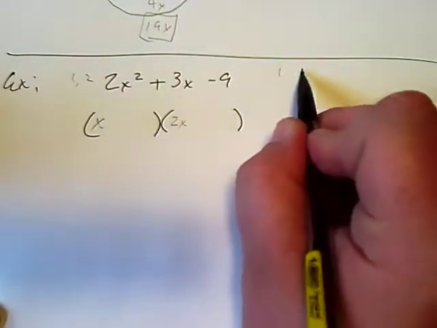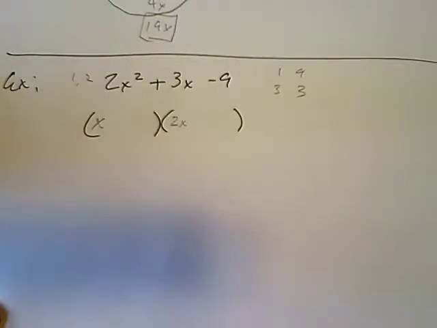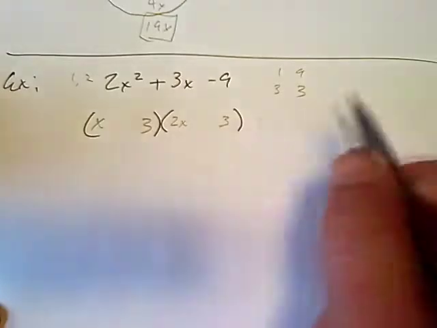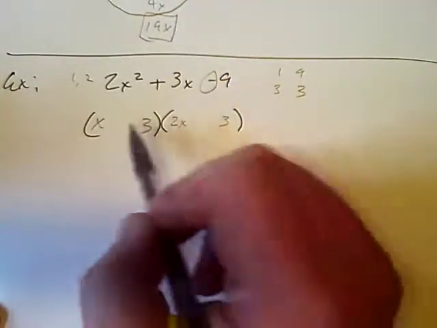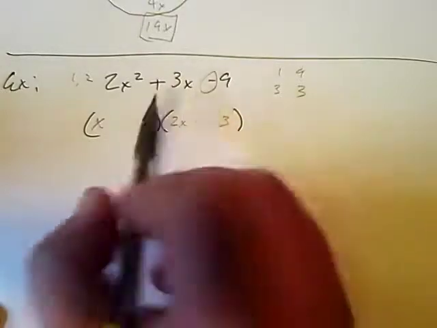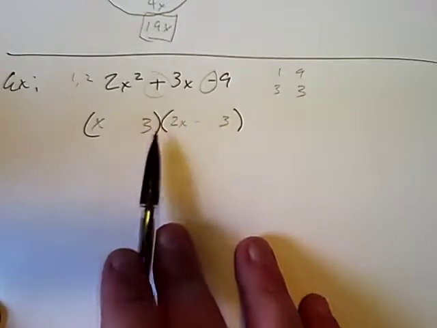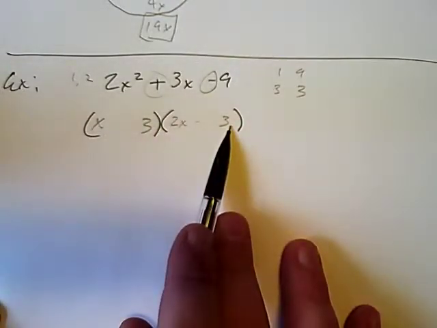Factors of 9 are 1 and 9, 3 and 3. So I want to start with the factors that are closest together. Well, I don't have a lot of options here, so 3 and 3 are going to go in. The second sign is negative, which means that these signs are different. And the bigger one needs the plus sign. Well, bigger one what? 3 is the same size as 3.